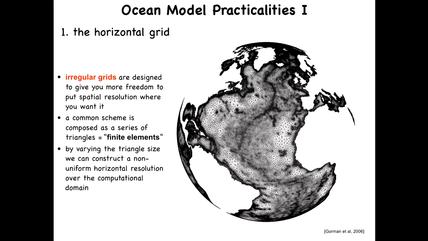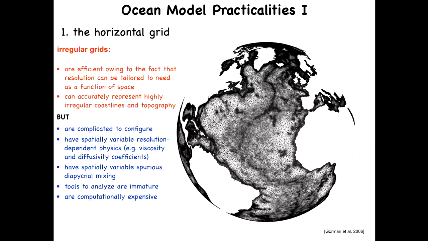And this is a finite element model, and you can see it does a fantastic job of getting the coastlines right. No zigzagging coastlines, but that comes at a real cost, actually. It comes at a computational cost, because solving things on a triangle is just harder. It's really hard to configure. It's really hard to analyse.